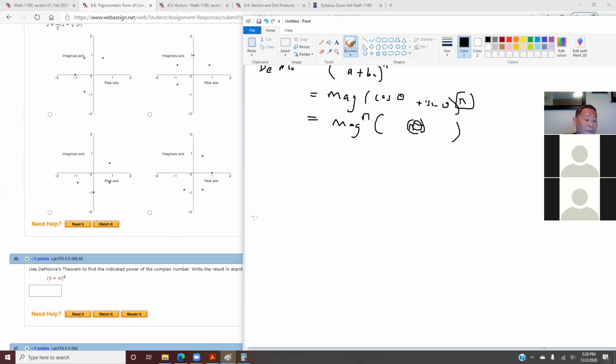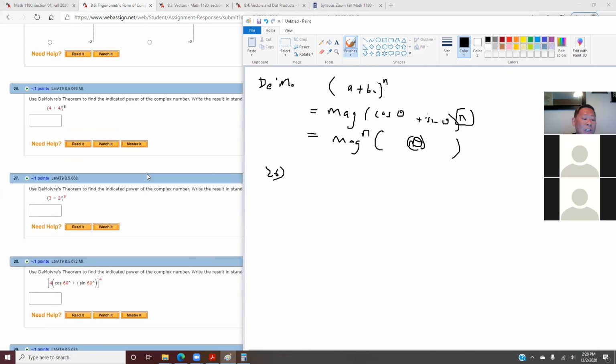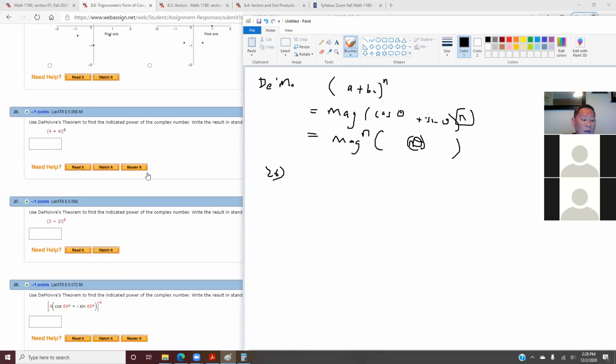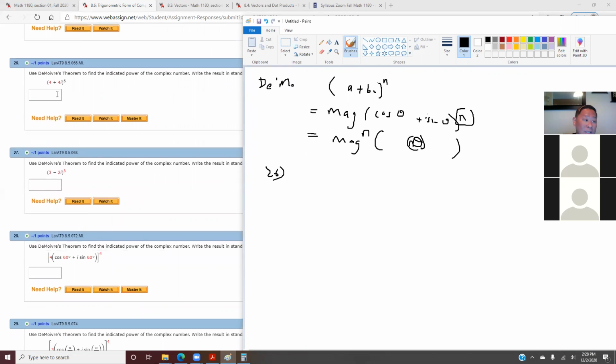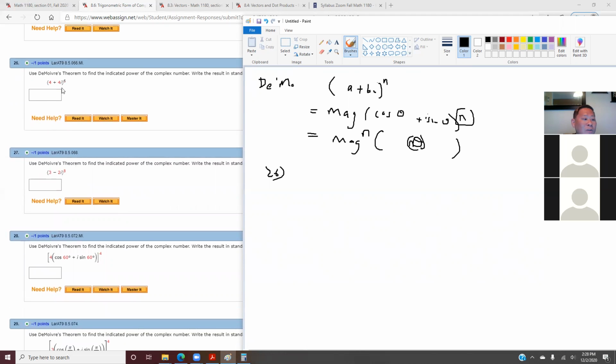Okay. So the first thing we need to do on question number 26 is change this into trigonometric form. For 26 and 27, you have to change it to trigonometric form. But 28 and 29 are good because they're already in trigonometric form, so you do not need to change anything. So let's see how good you guys are at changing that.